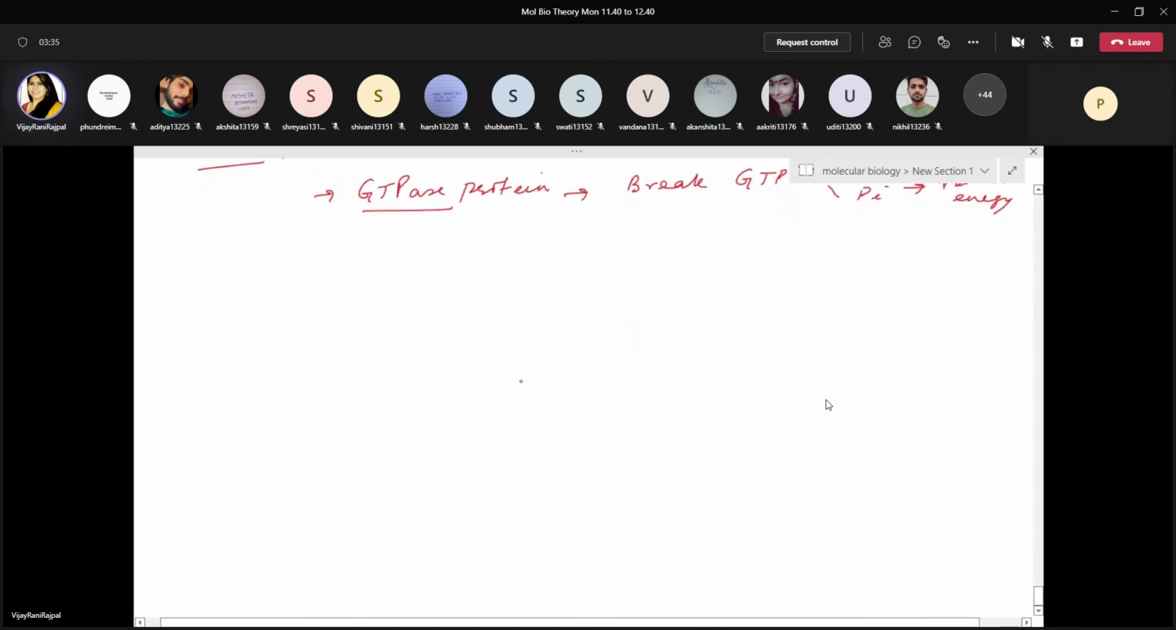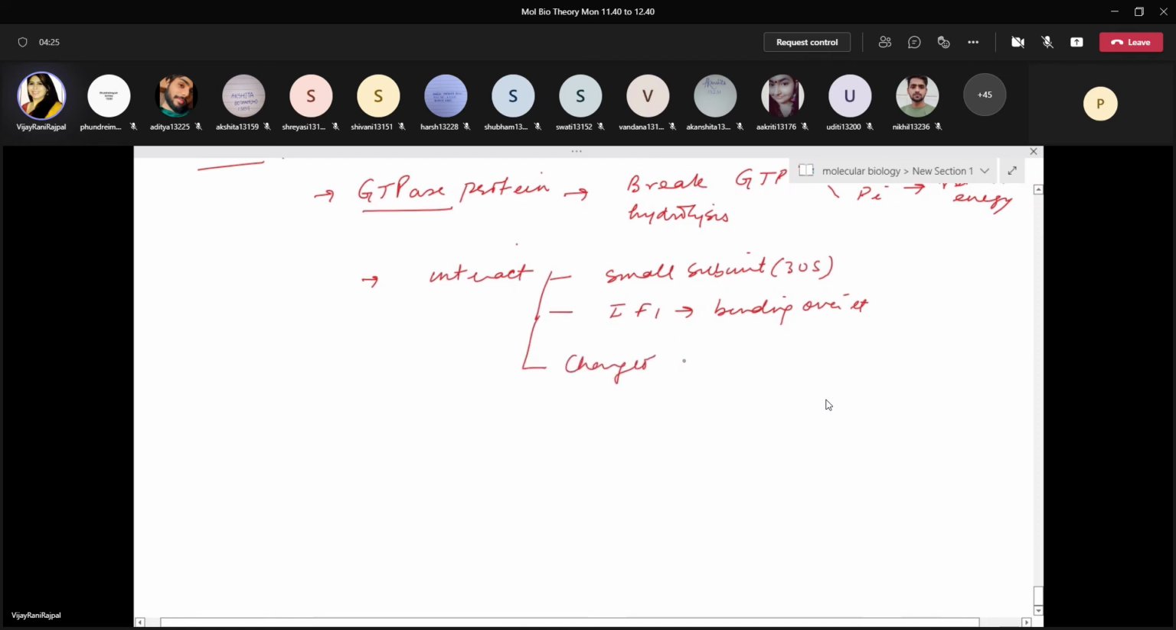It is a GTPase protein which hydrolyzes, that is breaks down, GTP. Then it binds over IF1 at the A site, and this factor IF2 is able to interact with all three: the small subunit, which is 30S for prokaryotes, IF1 because it is binding over it, and the charged initiator tRNA, that is FMET dot tRNA FMET.